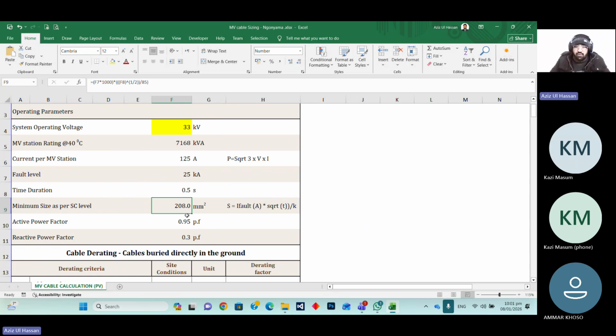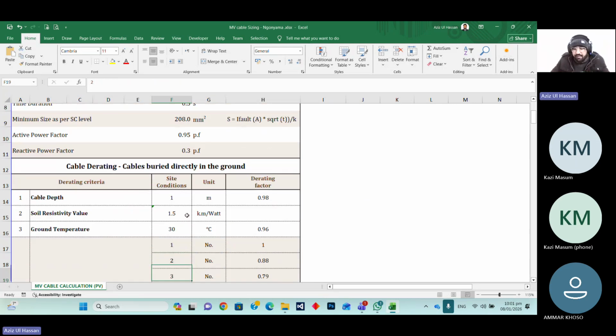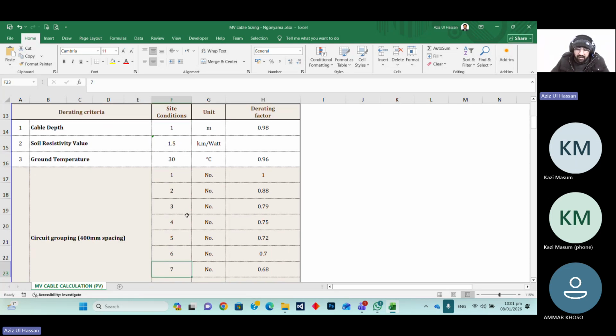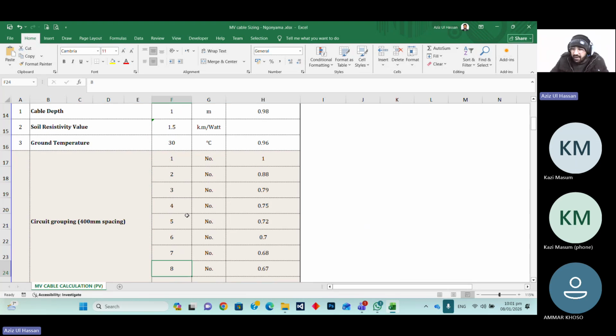So we have to use 240 cable here. And then the active power, it is the client requirement, they will provide us. So here is the same one. Like we have considered the derating depth, resistivity, ground temperature, and other things, grouping factor like the same one, which I have already explained to all of you.